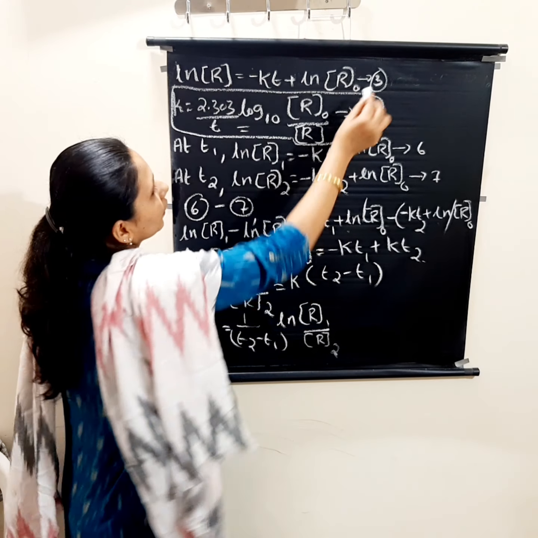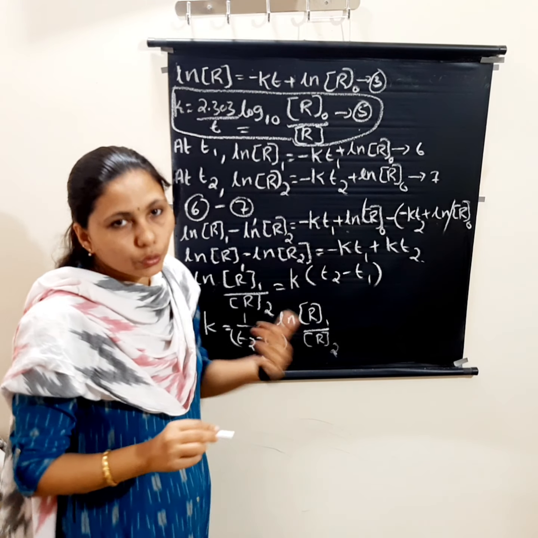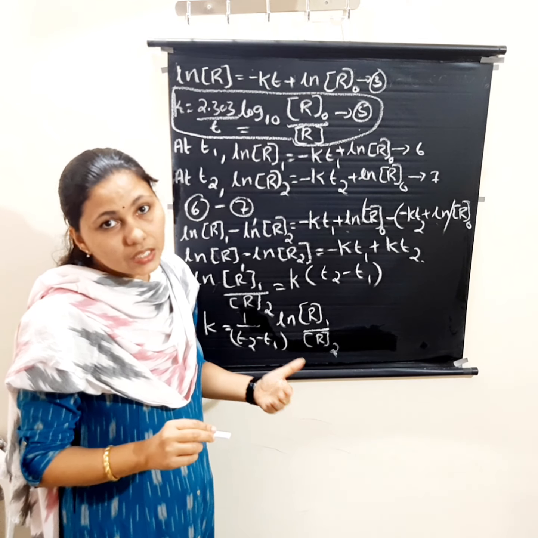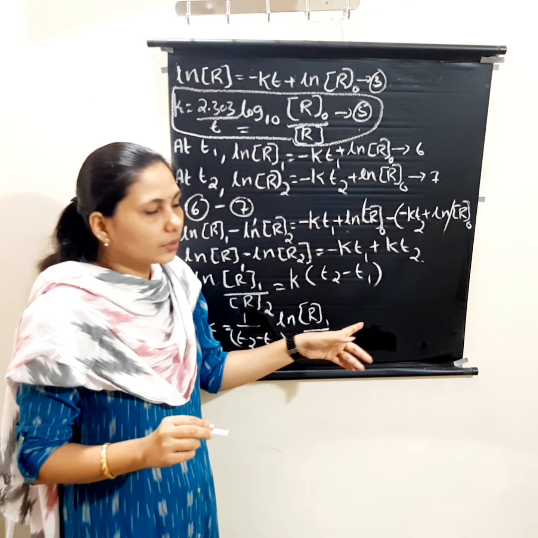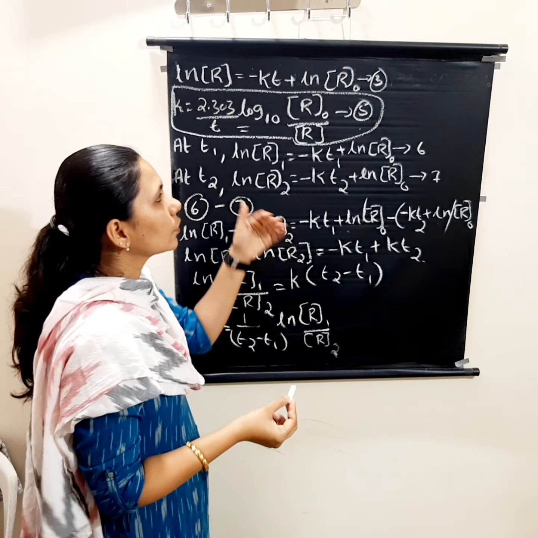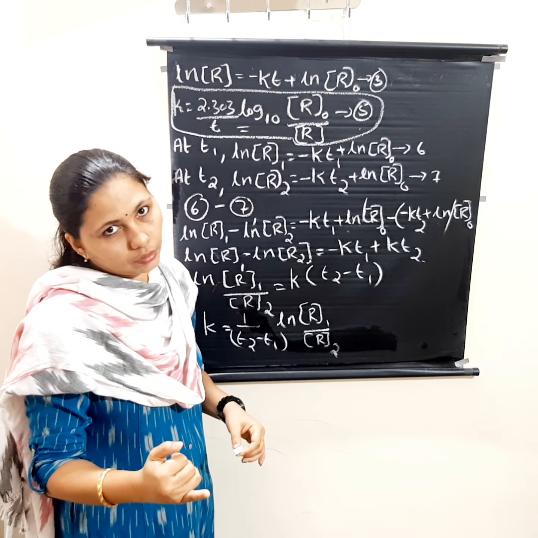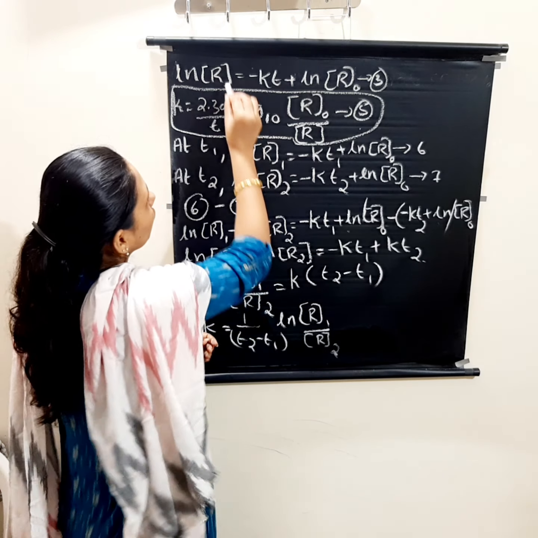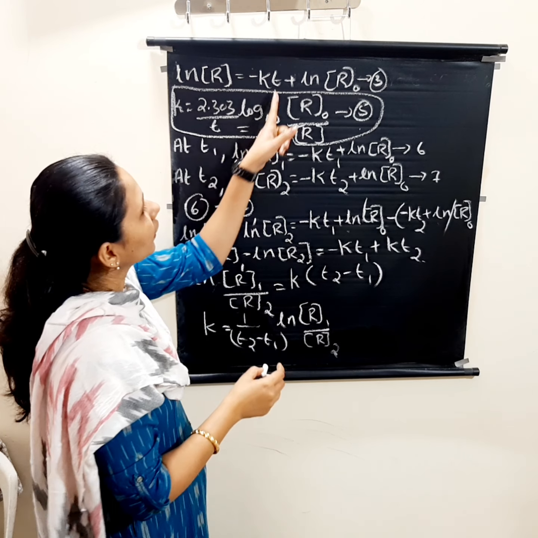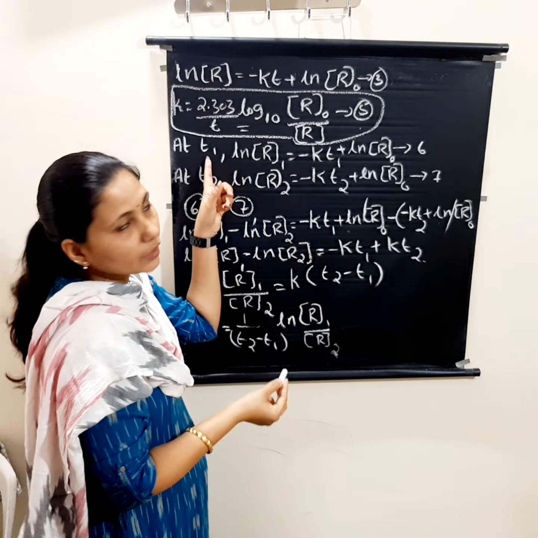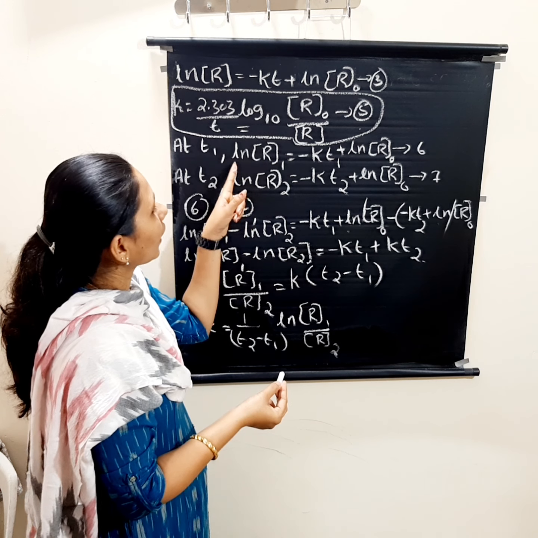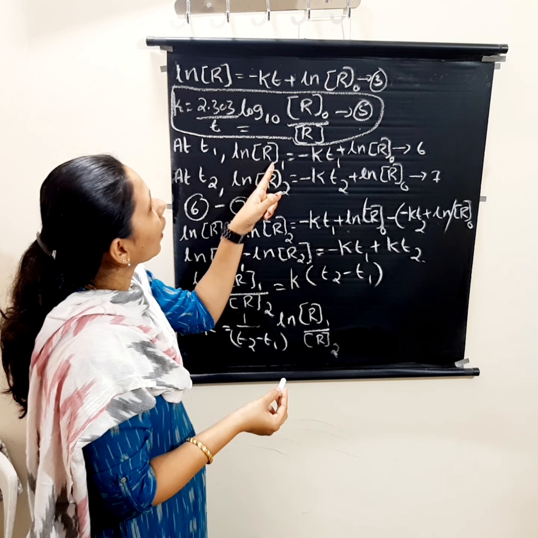Then this is equation 3. Mainly this one they will ask for problems. So we have to arrange the equation at t1. We have to write equation 3 at t equal to t1, at the time t1. The equation 3 can be written as ln r1.